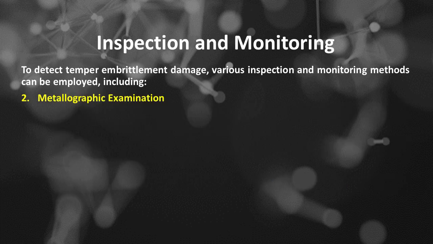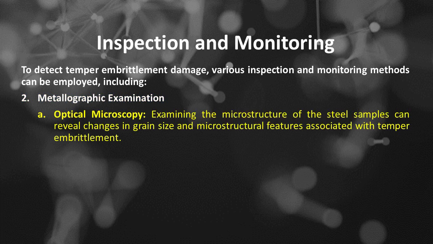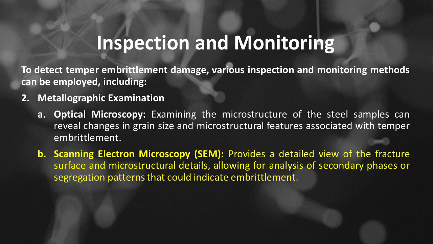Number 2 is metallographic examination that is divided by 2 but not limited to the following. The first is optical microscopy. Examining the microstructure of the steel samples can reveal changes in grain size and microstructural features associated with temper embrittlement. The second is scanning electron microscopy. SEM provides a detailed view of the fracture surface and microstructural details, allowing for analysis of secondary phases or segregation patterns that could indicate embrittlement.